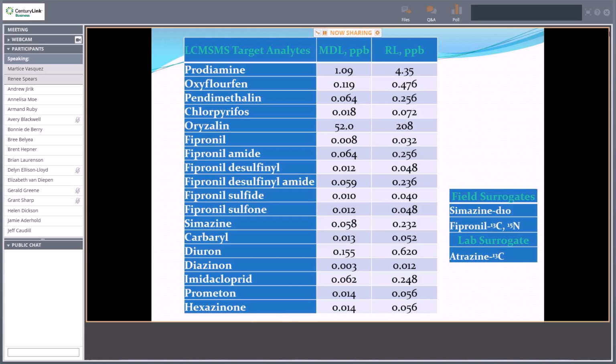The field surrogates that we finally settled on that became part of the final validated method were the simazine D10 and the labeled fipronil compound, and then the laboratory surrogate, the atrazine labeled compound.